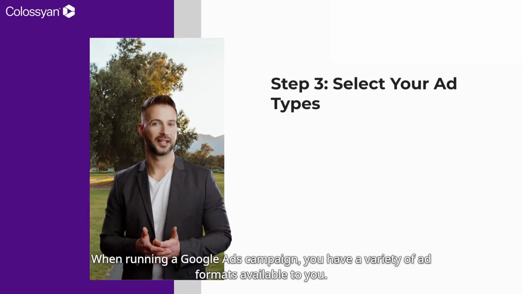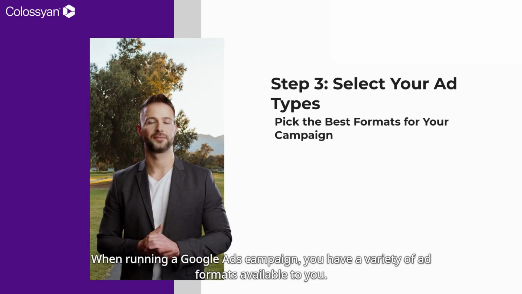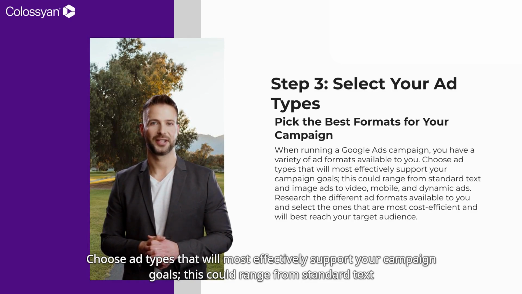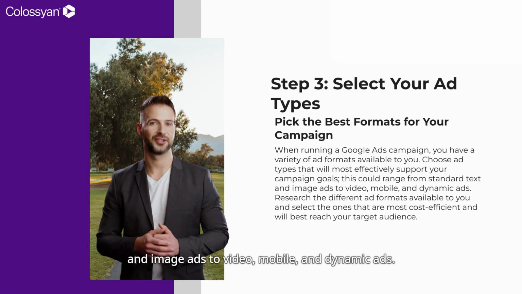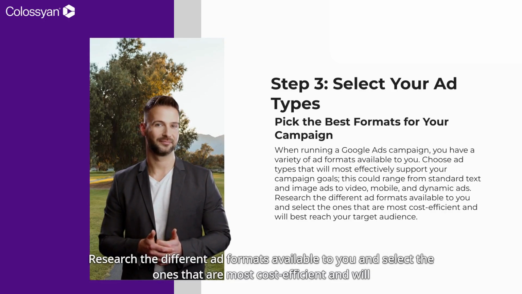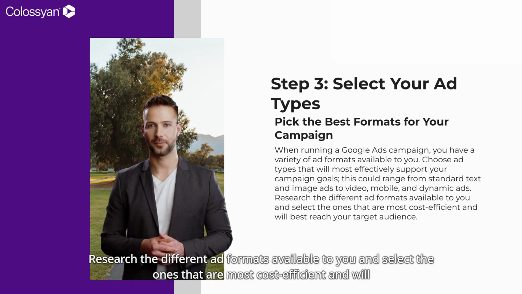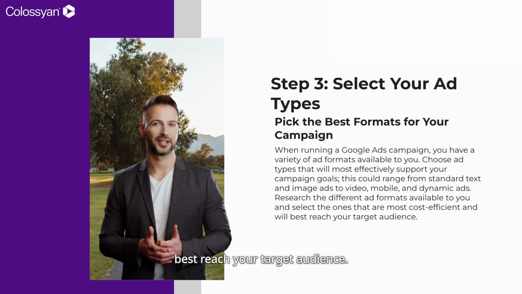When running a Google Ads campaign, you have a variety of ad formats available to you. Choose ad types that will most effectively support your campaign goals. This could range from standard text and image ads to video, mobile, and dynamic ads. Research the different ad formats available to you and select the ones that are most cost-efficient and will best reach your target audience.